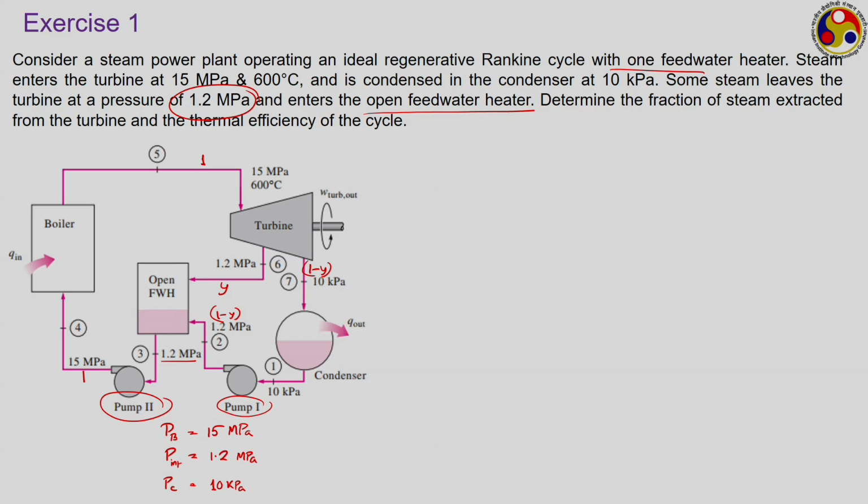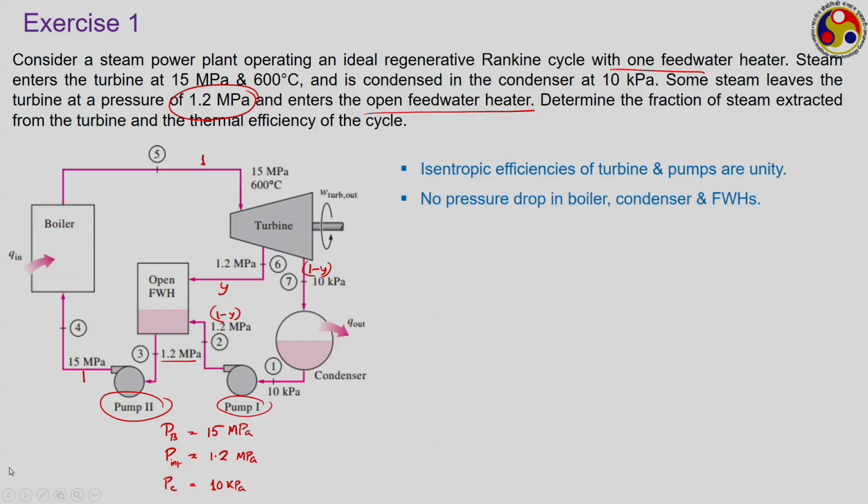Now, we are talking about an ideal regenerative Rankine cycle, so these are the things that can be assumed. Isentropic efficiencies of turbine and pumps are unity, because nothing is mentioned and we are talking about an ideal cycle, so they must have isentropic expansion or compression. No pressure drop in the boiler, condenser and feed water heaters. So, only 3 pressure levels are to be considered; we do not have to bother about any other pressure level.